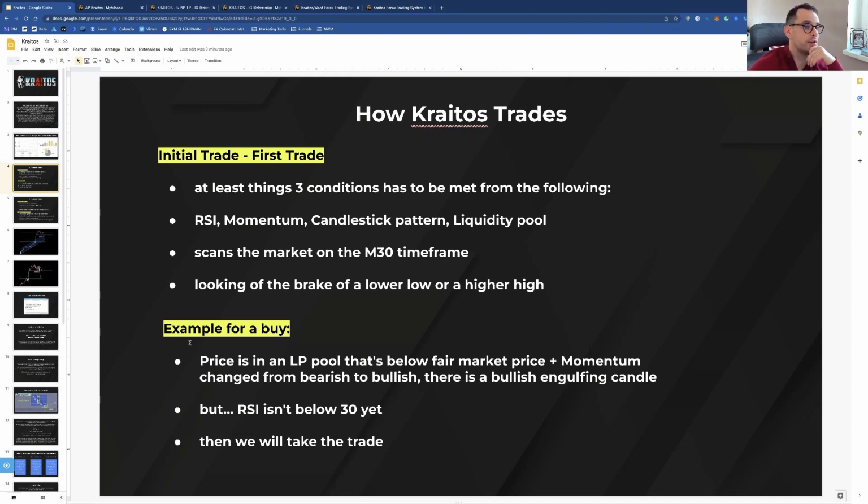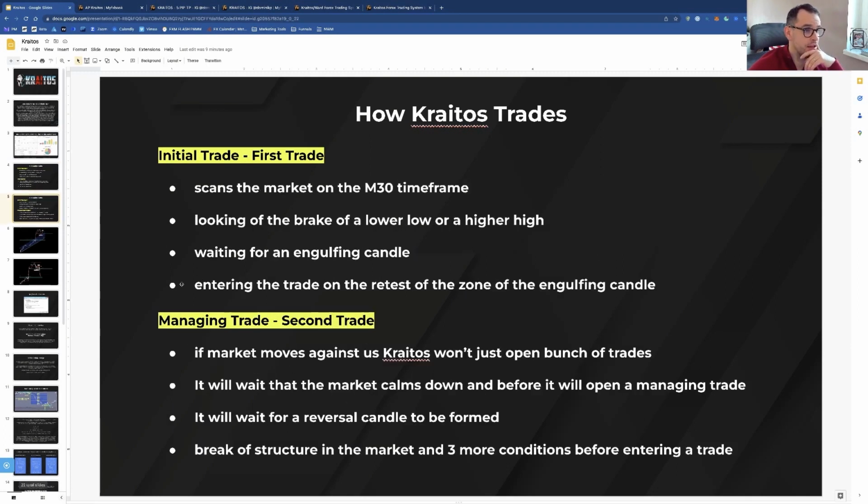This is really important that you all understand. Managing trades: if the market moves against us, Kraitos won't just open a bunch of trades. I got some messages about when Kraitos is going to open another trade on AUD CAD this week. That's the magic of Kraitos. It doesn't open trades randomly. It waits for the market to come to a break of market structure, and 3 conditions also have to be confirmed before it takes a trade. So that means we can always be safe while trading with Kraitos.